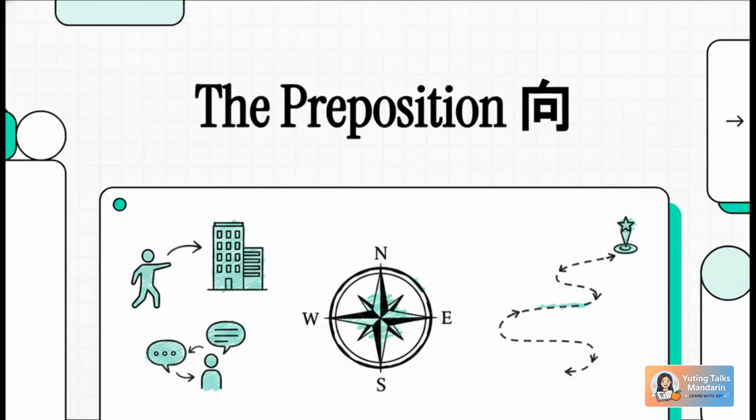Absolutely. Today is all about a very special preposition, the word xiàng. By the end of this explainer, you're going to know exactly how to use this word to give directions, describe movement, and even talk about your daily social interactions. So let's just jump right in.